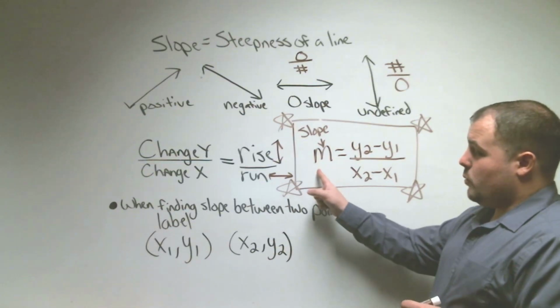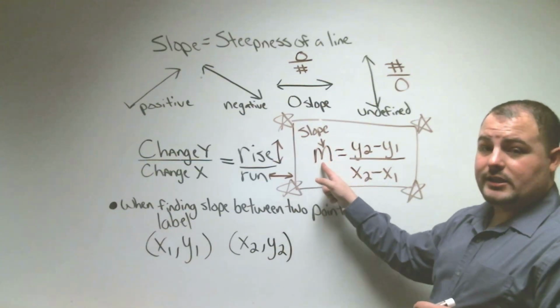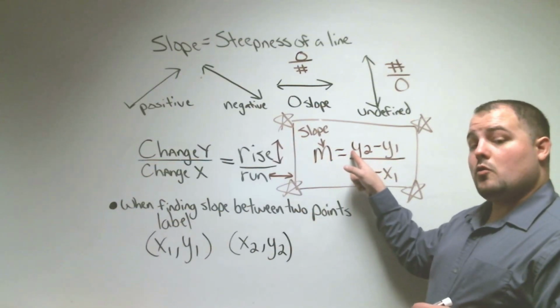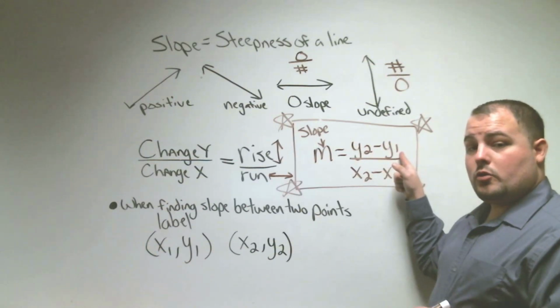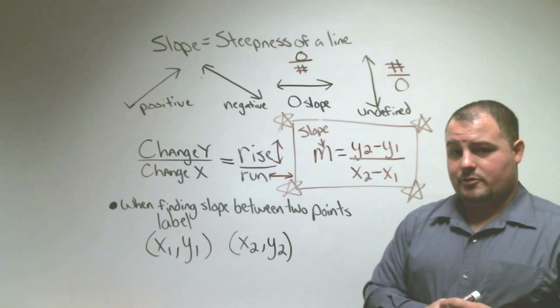Now, the equation for slope is equal to the letter m in mathematics. And m is equal to our y2 coordinate minus our y1 coordinate divided by our x2 coordinate minus our x1 coordinate.